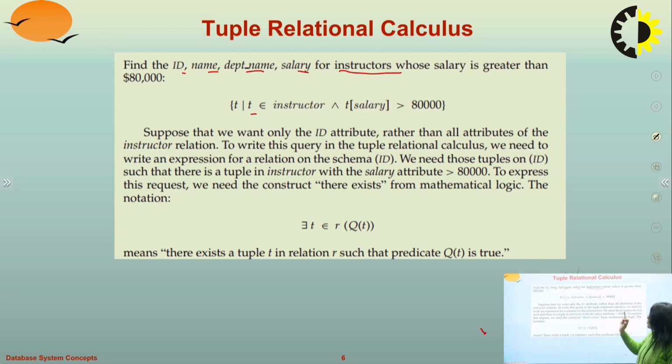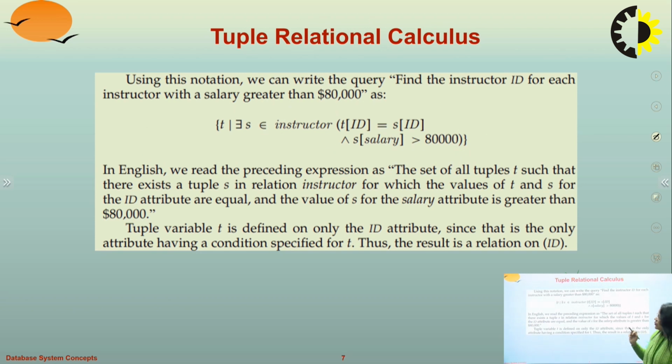It means what do we need to write? We need to use the connector. Yes, because we need to add the condition. And what is the condition for that tuple? Salary should be greater than 80,000. So in this way, we will write the query here.